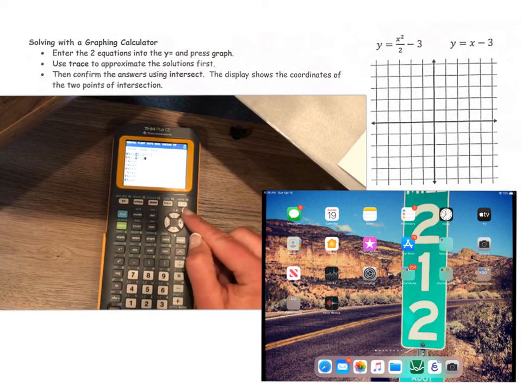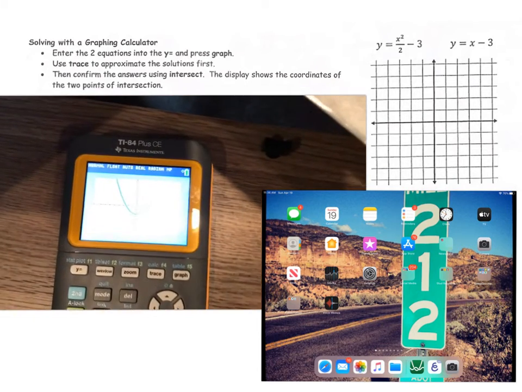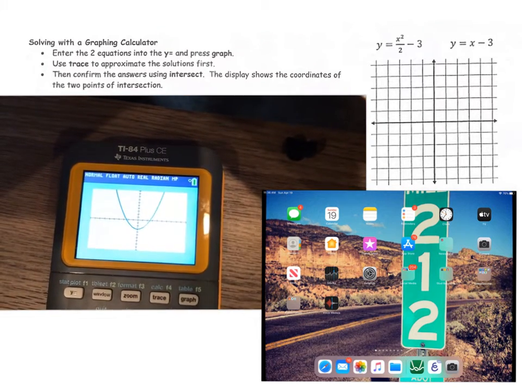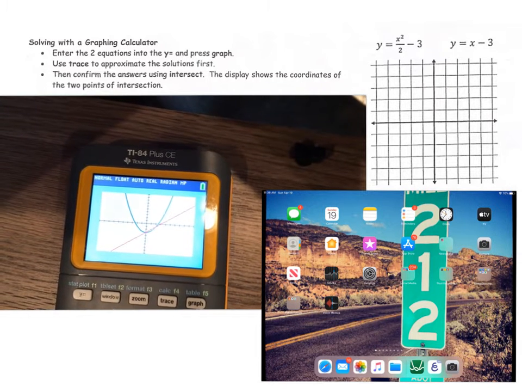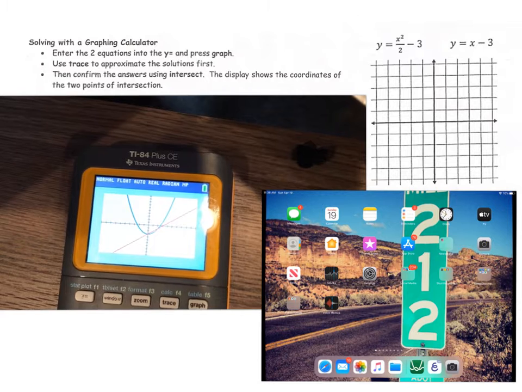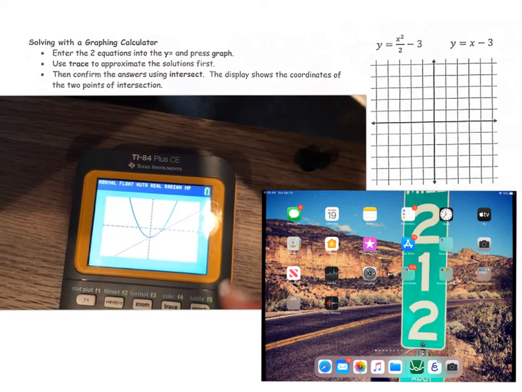We're going to go ahead and hit the graph button. Take us into our graph. Now you may have to change your window to get it to show up a little bit better. My window is set on the axes of -10 to +10 for both x and y. So we can clearly see that it's going to have two solutions where it's crossing.